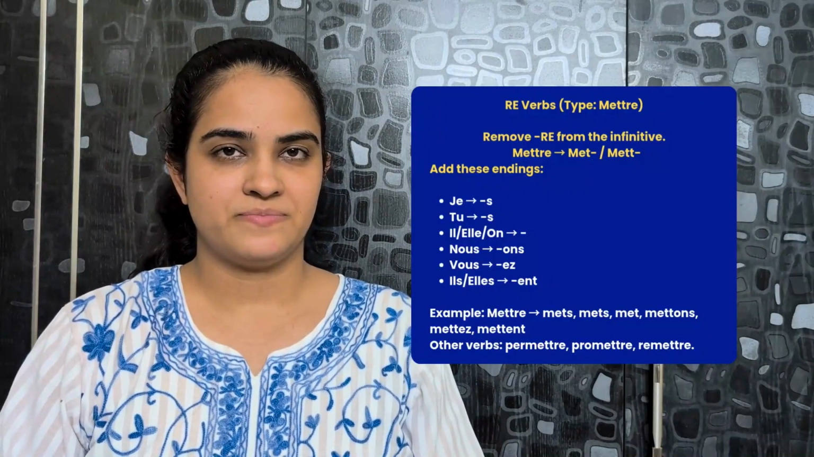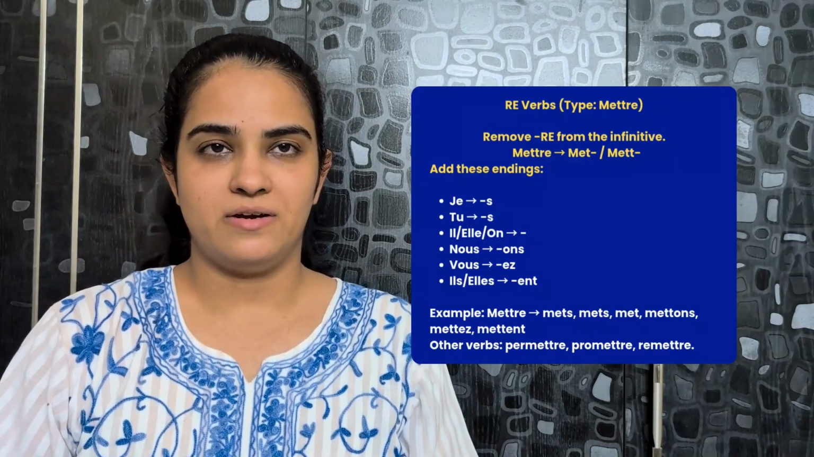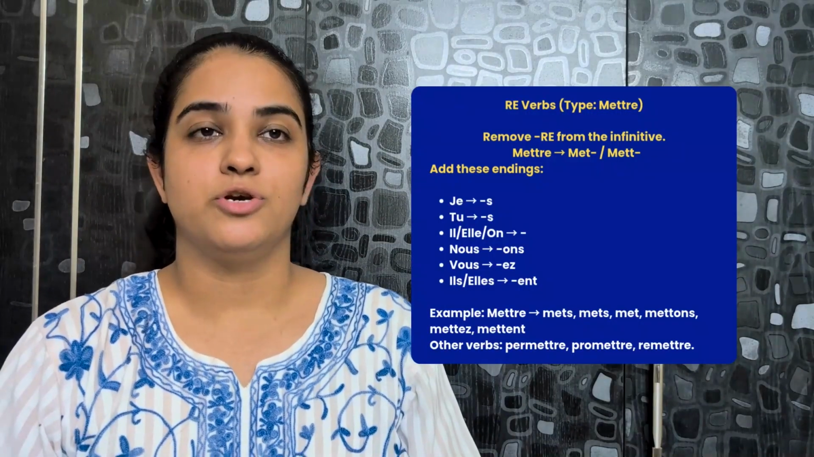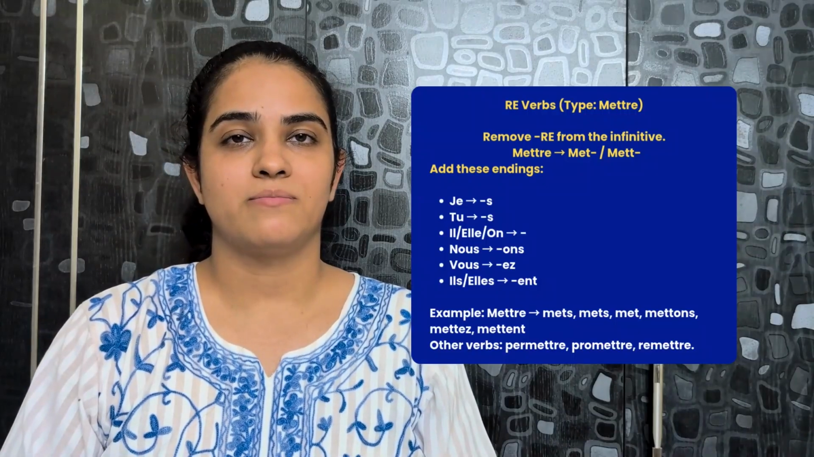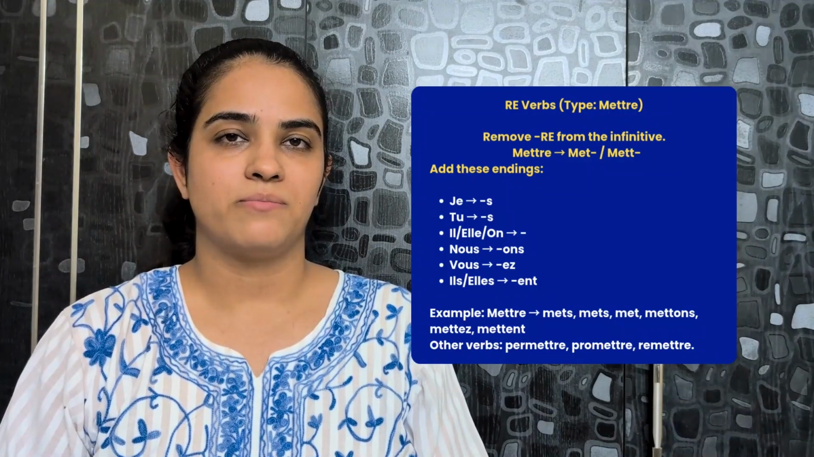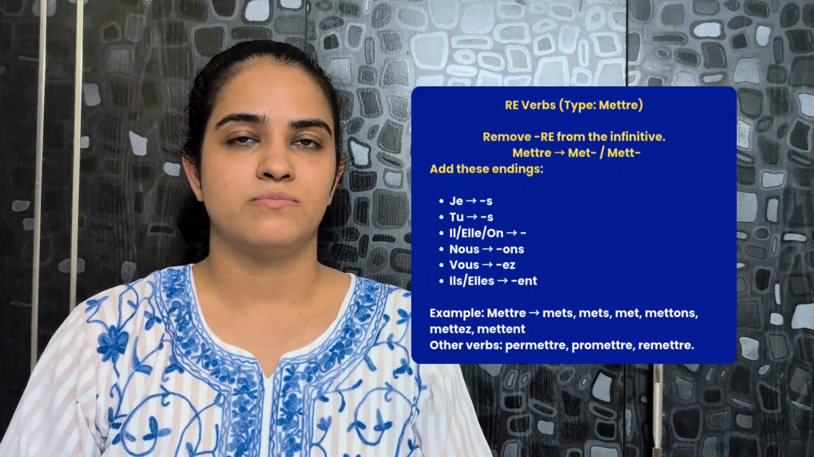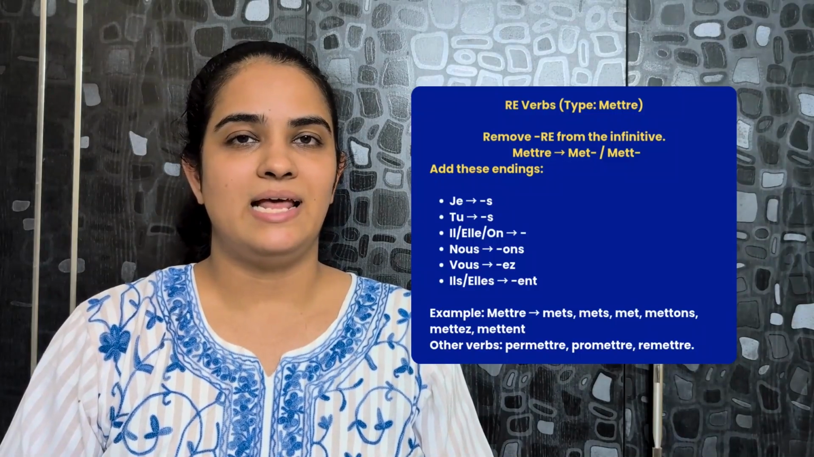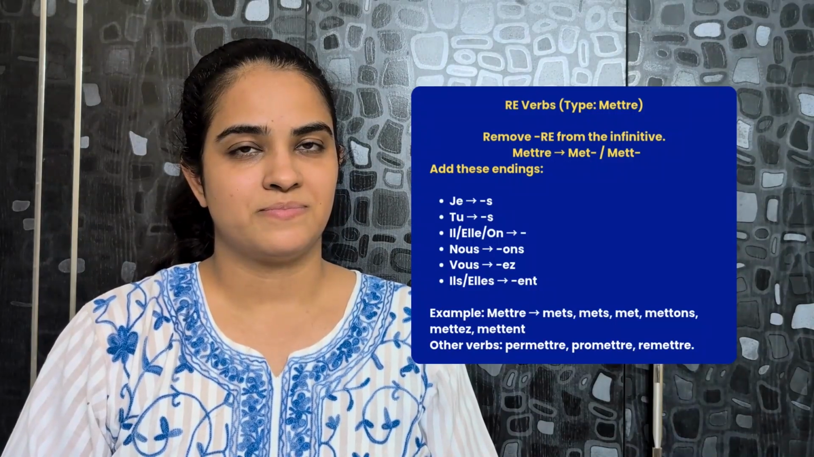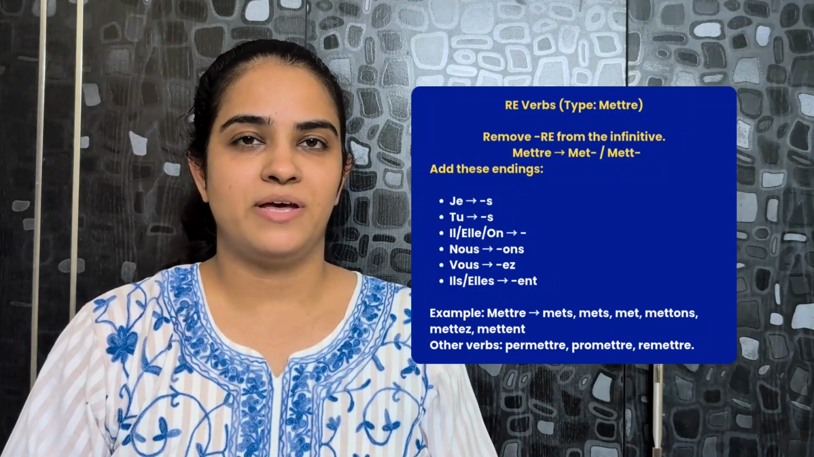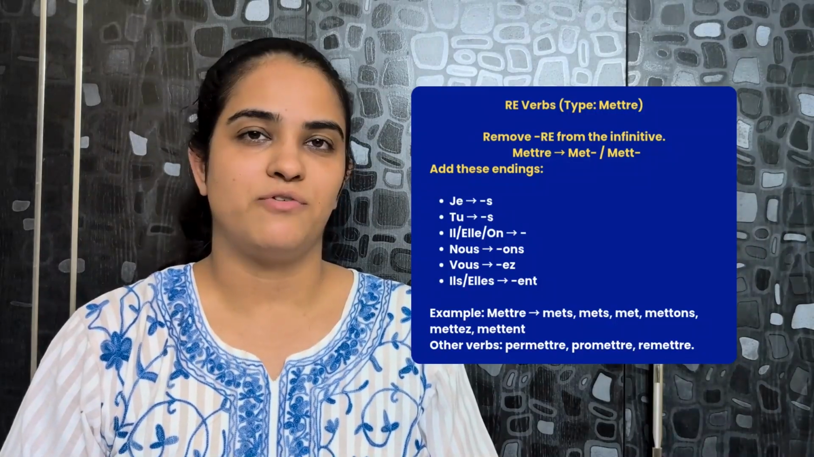We have the verb mettre and its derivatives. So the verb mettre goes like this: je mets, tu mets, il, elle, on met, nous mettons, vous mettez, ils, elles mettent. And the verbs like remettre, promettre, etc. follow the same. Then we have some irregular verbs such as lire, dire and écrire.